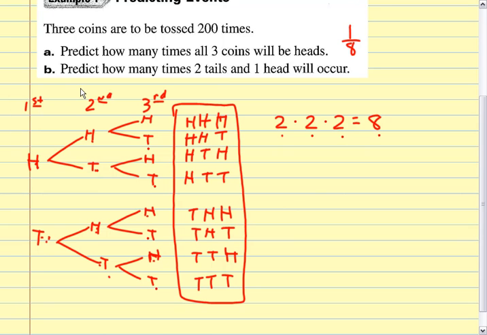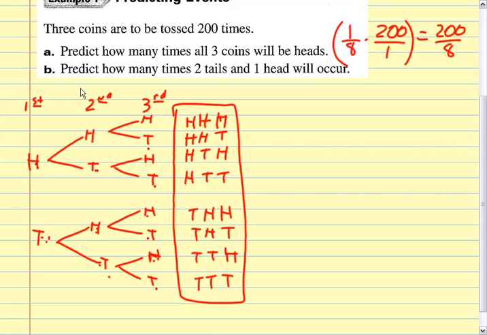So by looking at the tree diagram, I see that I'm going to get heads, heads, heads 1 out of 8 times. But Harry, how do I figure out how many times out of 200 I'm going to get heads, heads, heads? Multiply 1/8 times 200, right? Okay, well if I do that, that's going to give me 200 over 8.